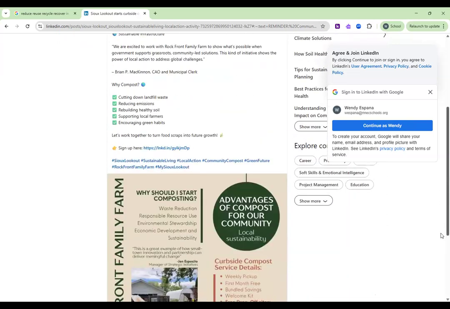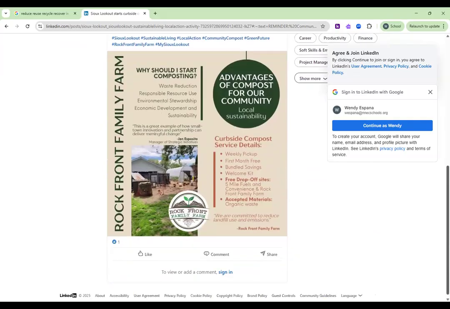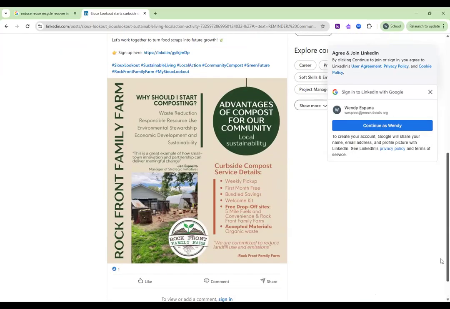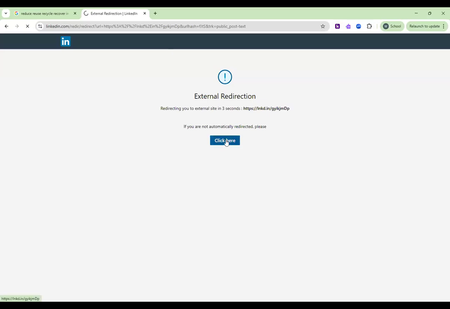I'm just seeing if it's listed here. And there you'll see their sign for the Rockfront Family Farm. It has weekly pickups and it's got free drop-off sites. Did not know that, so that's something I've just learned. So I'm going to sign into that and see if I can start collecting my compost materials and taking them here. I'm just going to see what the link is. Yeah, it's redirecting to another spot. Let's just see what it says.